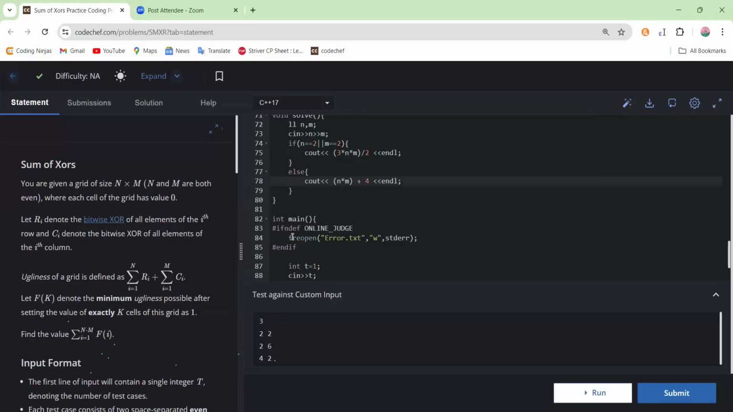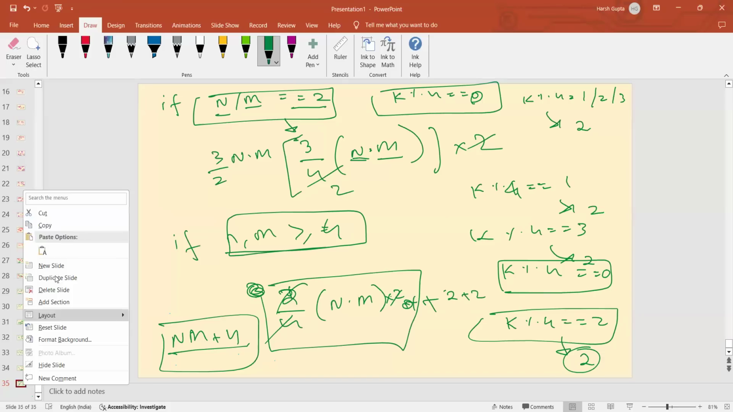Does everyone get this? Yeah. The formula again, you mean, should I explain the formula again? Why nm plus 4? Okay, see. Wait a minute.